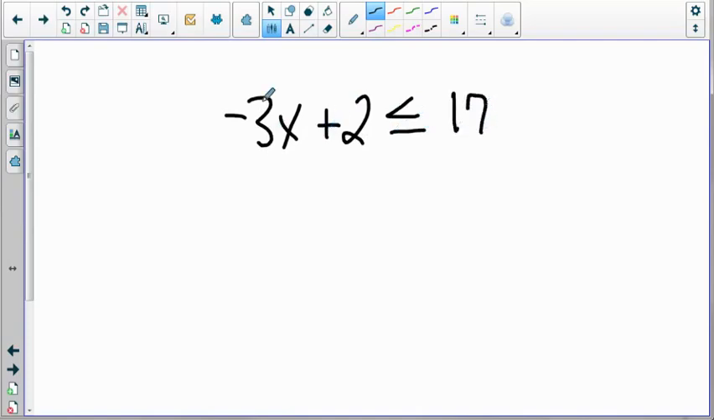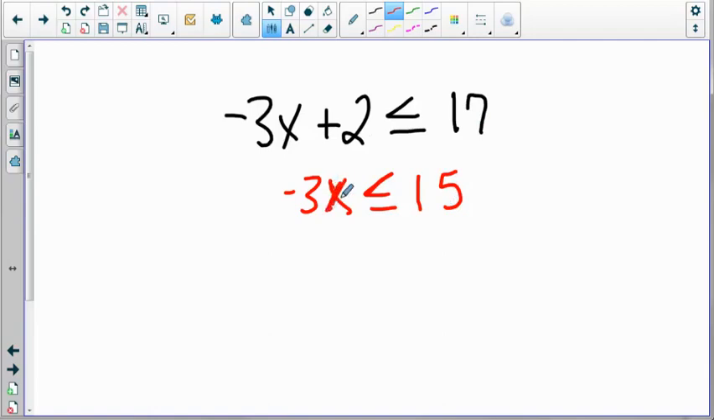All right, I've got negative 3x plus 2 is less than or equal to 17. Again, got to get this stuff right here by itself. I don't need to spin things around because my variable is on the left side. So the first thing I'm going to do is take 2 away from both sides. So I end up with negative 3x is less than or equal to, what's 17 minus 2? It's 15. All right, halfway there.